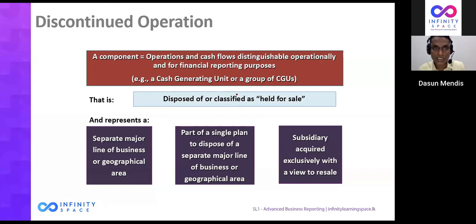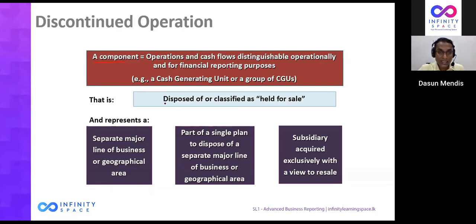So as per SLFRS 5, to classify something as a discontinued operation, 3 conditions need to be met. First one, a component, which means the operation and the cash flows of that segment you can separately identify. Operations and cash flows are distinguishable for operating purposes as well as for financial reporting purposes. It can be a cash generating unit. It can be a group of cash generating units. Somehow, it can be separately identified operationally as well as for financial reporting purposes.